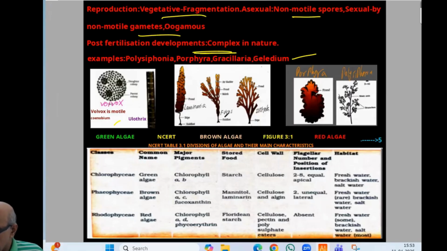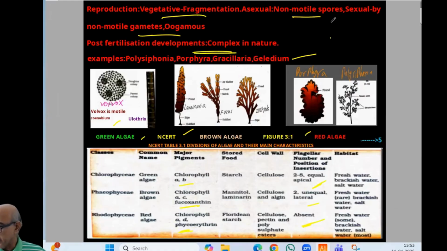Typical diagrams from NCERT of green algae, brown algae, red algae are asked as identifying questions. And this table gives the totality, from NCERT itself. There we can have a beautiful comparison. I will tell you here: Chlorophyceae A and B, then Phaeophyceae A and C, and Rhodophyceae A and D. This way you can compare and proceed. Here, 2 to 8 equal apical flagella; 2 unequal lateral, it is absent here. This way it comes as a totality of these algae. Usually 1 or 2 questions come based on this table itself.